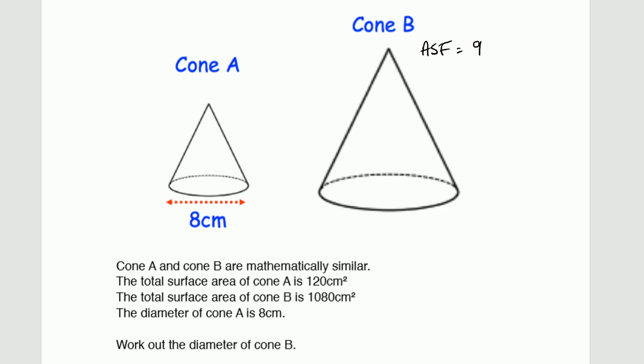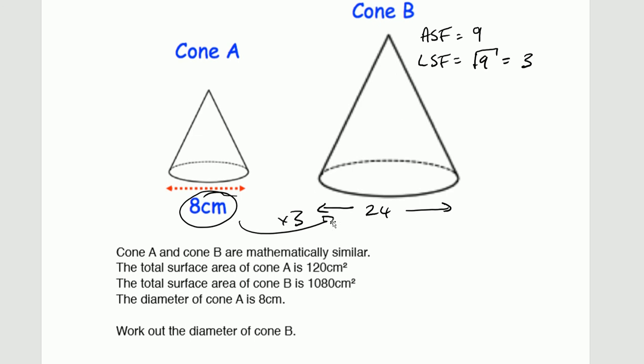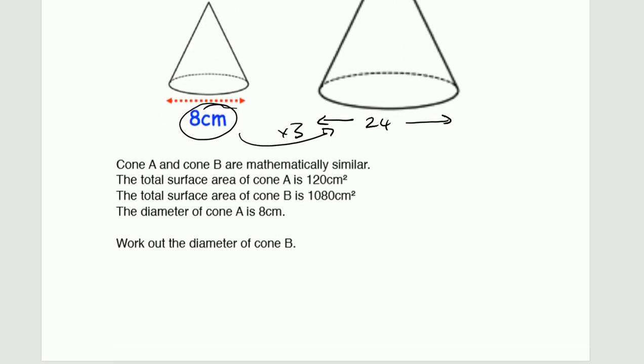I'm told the diameter of cone A is 8 and I want the diameter of cone B. So I'm going to need a length scale factor, which I get by square rooting the area scale factor and getting 3. Now, if I take the length on A and times it by 3, I get the length on the larger shape. 8 times 3 is 24, and that's the diameter of B. If it wanted me to compare the volumes, I could cube the length scale factor, get a volume scale factor, and use that. And that's the end of the similarity questions.